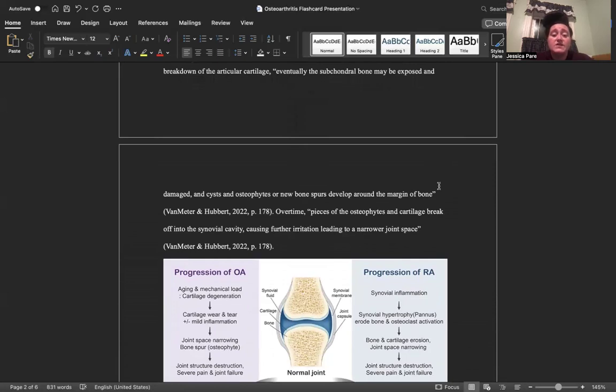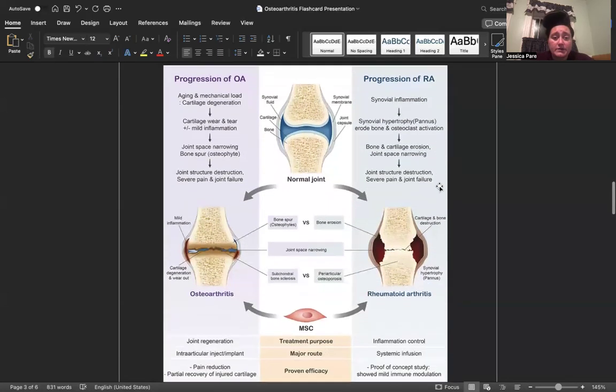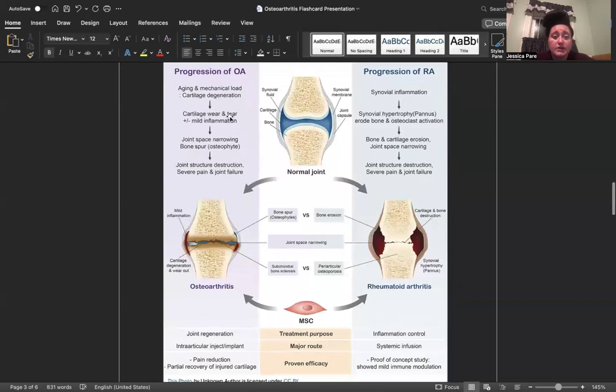Over time, pieces of the osteophytes and cartilage break off into the synovial cavity, causing further irritation, leading to a narrower joint space. This right here is a wonderful picture of the progression of OA on the left side. So you have the normal joint in the middle, and then you have the progression of osteoarthritis on the left side. The right side is the progression of rheumatoid arthritis, which is a completely different type of arthritis. So we're going to be focusing on the left-hand side and the middle.